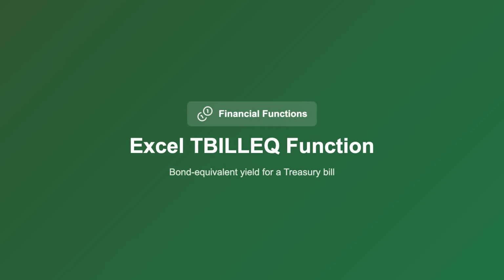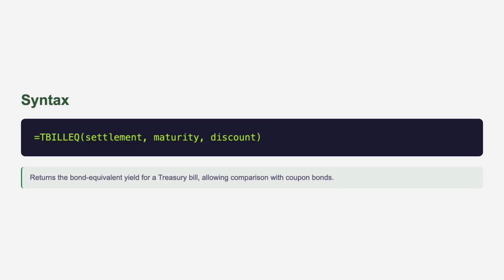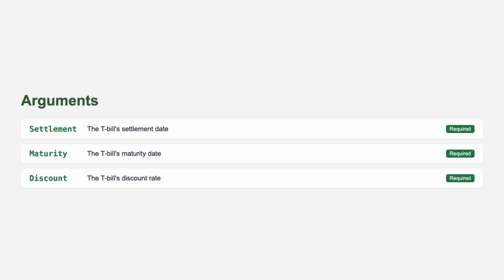Excel TBILLEQ function. This function returns the bond equivalent yield for a Treasury bill, allowing you to compare it with coupon bonds. The syntax is TBILLEQ with parameters settlement, maturity, and discount. There are three arguments: settlement, the T-bill's settlement date; maturity, the T-bill's maturity date; and discount, the T-bill's discount rate.